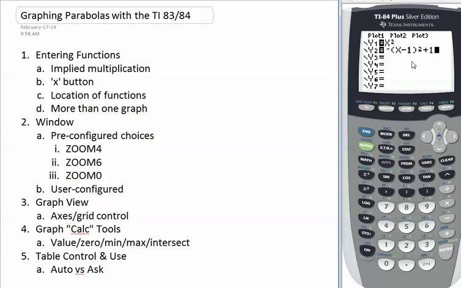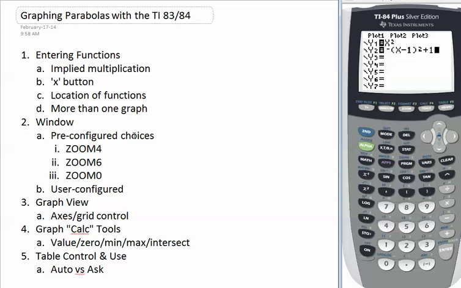So this is also a parabola, and if you've studied parabolas a bit, you'll know a little bit about what the minus 1 and the plus 1 and the minus sign are doing. If not, don't worry about it too much right now. I'd like to graph both of these functions, so you notice that the equal signs are both on. Now, I'm going to move into topic 2 here, window.